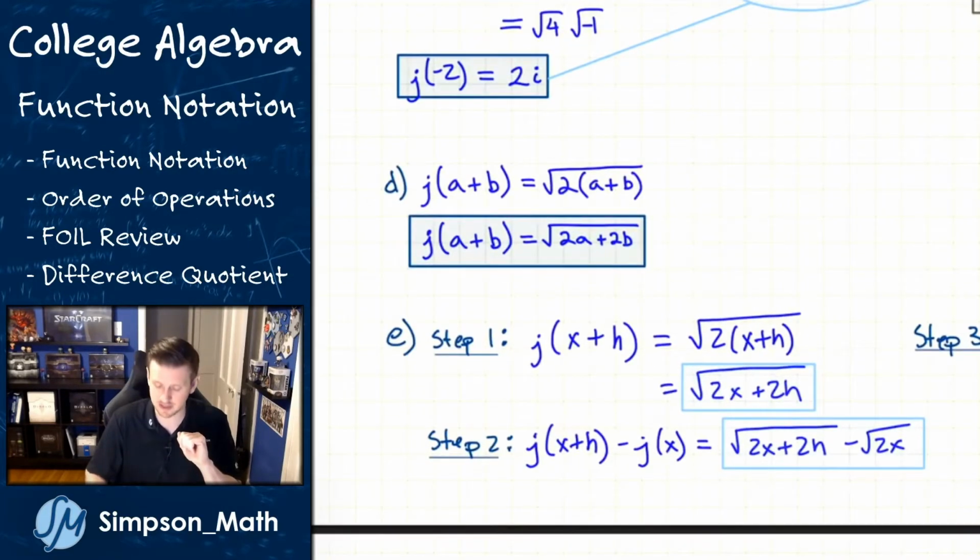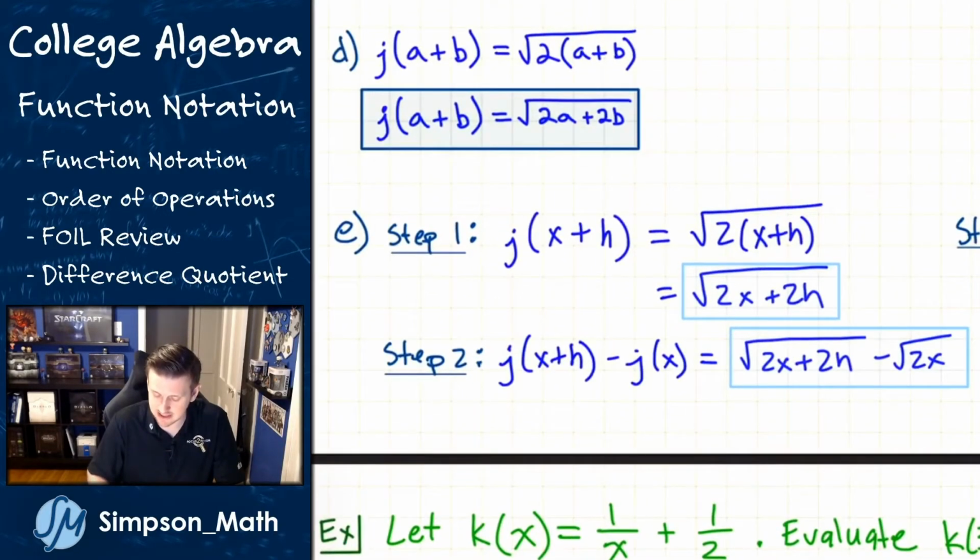All right, so let's do D real fast. j of a plus b. So I'm going to plug in a plus b, and I get 2a plus 2b, and that's all we can do. So lastly, let's find the difference quotient.